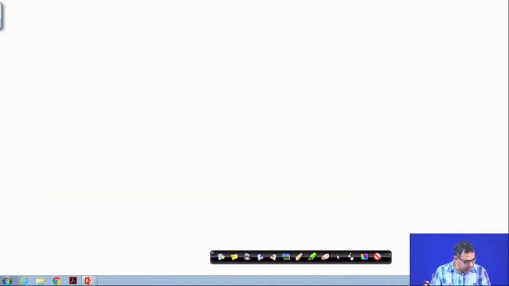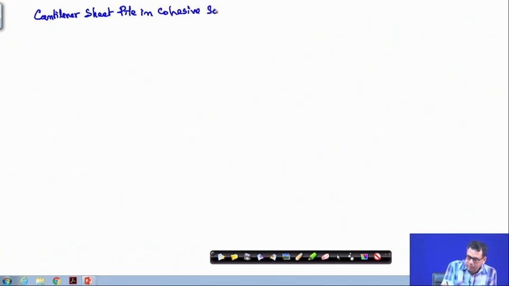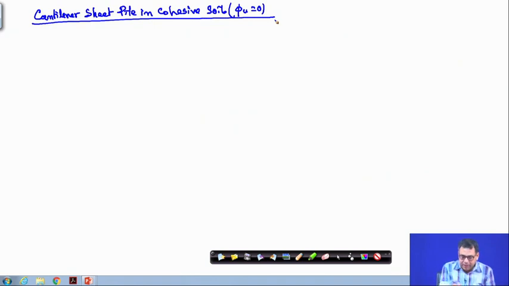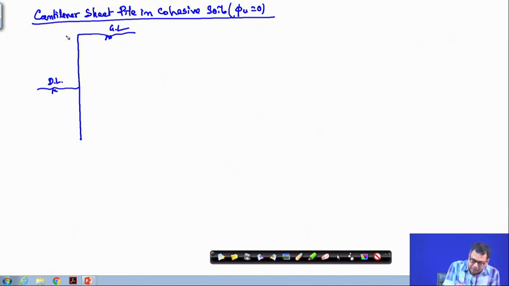So, next thing that we will start is the cantilever sheet pile in cohesive soil. Okay. That is phi u is equal to 0. So, in the cantilever sheet pile in cohesive soil, again it is assumed that this is the GL and this is the dredge level, that your point of rotation will be any point, okay, below the dredge level and above the base of the wall.